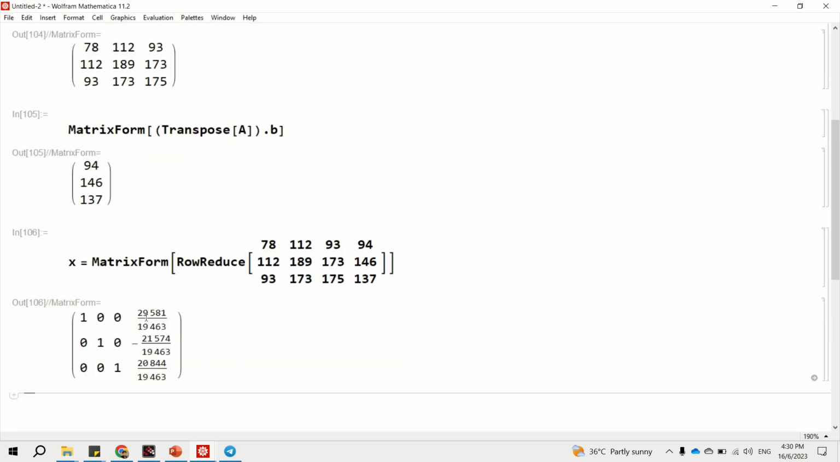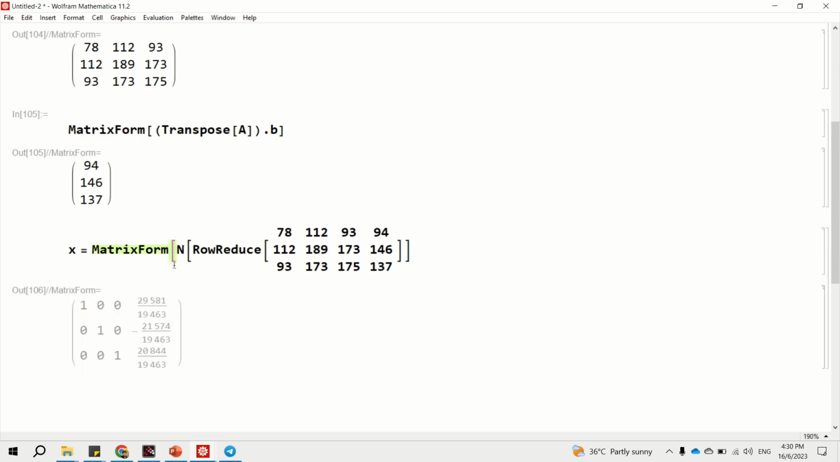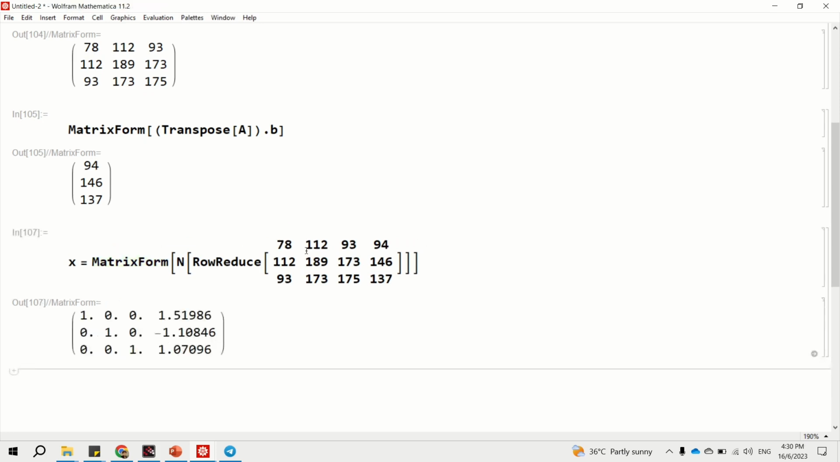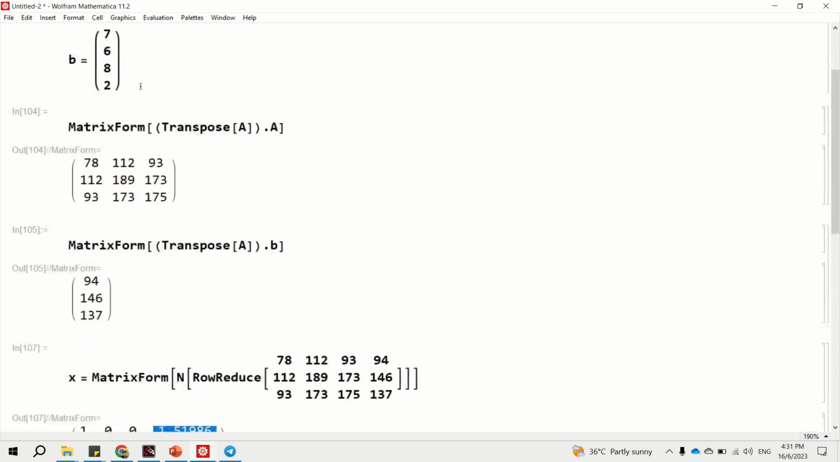Okay, but here it is shown in fraction form. So to make it in the form of decimal, we can use the command N. Right, so Shift Enter. Okay. So these three are the least square solution of this matrix.